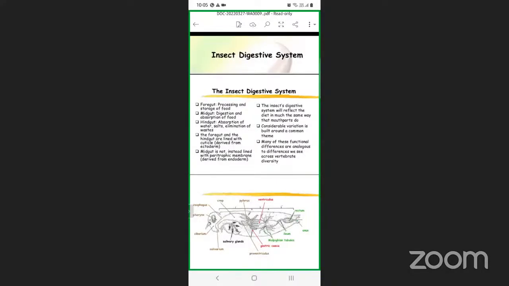Today, the topic is about the insect digestive system. In the insect digestive system, we'll discuss the main divisions of foregut, midgut, and hindgut.